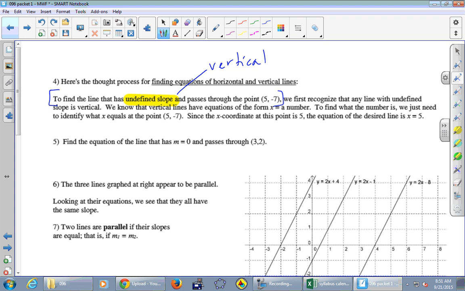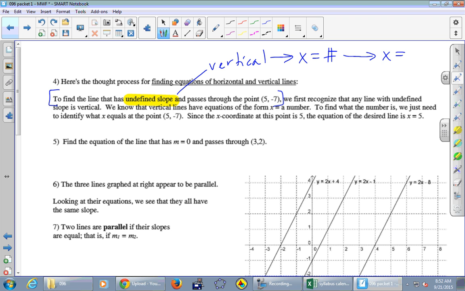And then again, looking at those conclusions, every vertical line either has the form x equals a number or y equals a number. Which one is it? Vertical line is x equals. So we've made our next translation. X equals some number is the answer to this problem. The last thing we need to do is figure out what the number is.